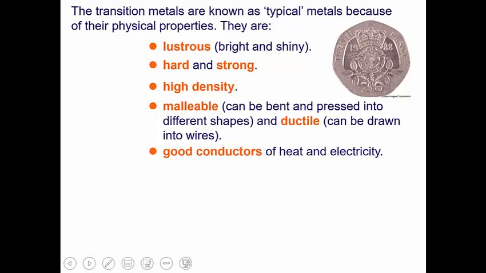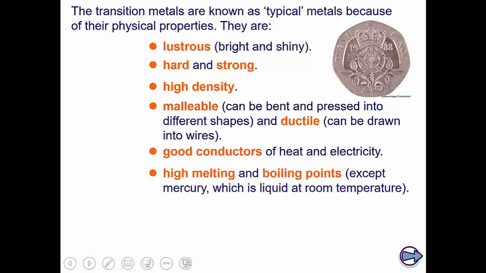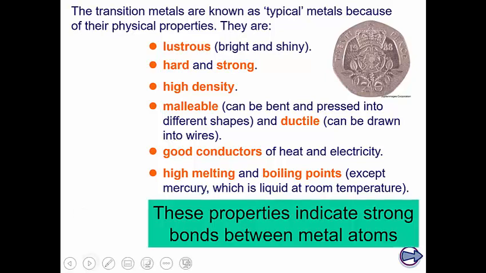They're also good conductors of both heat and electricity. They have high melting and boiling points, except for mercury, which is liquid at room temperature. And those properties between them all indicate that there are really strong bonds between the atoms of metals. So what's going on?